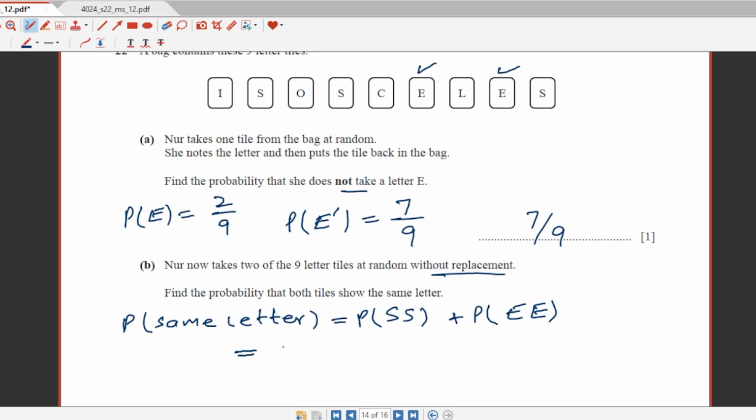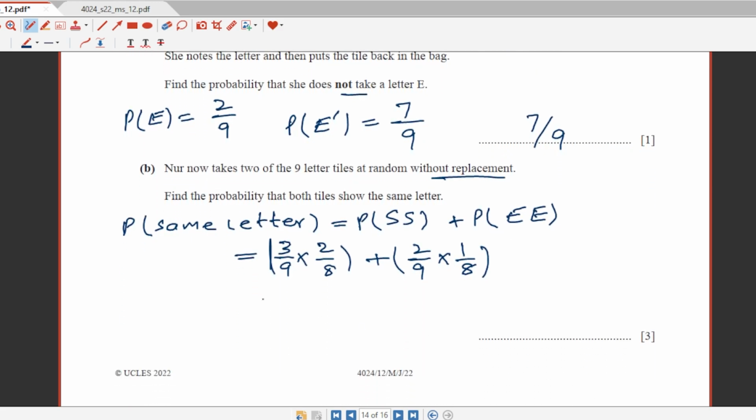The probability of SS is: first S, there are 3 S, so 3 out of 9, and second S is 2 out of 8 because the first tile was not replaced. And the probability of EE: there are 2 E's, so 2 over 9 multiplied by 1 over 8. The answer should be 6 over 72 plus 2 over 72. The final answer should be 8 over 72, or you can simplify the answer. 8 ones are 8, 8 nines are 72, so 1 over 9 must be the answer.